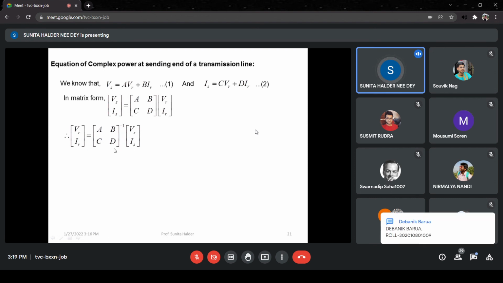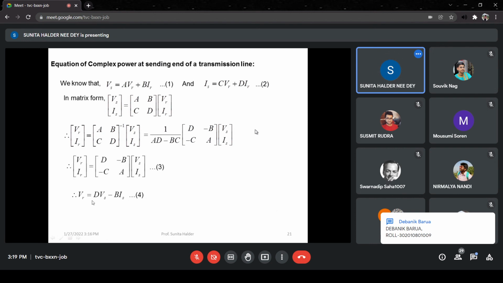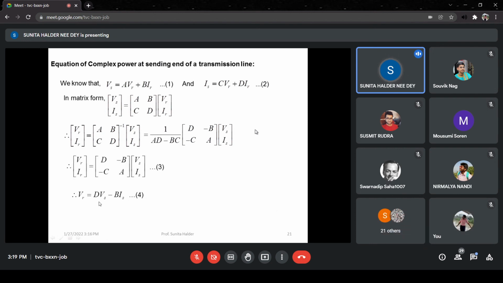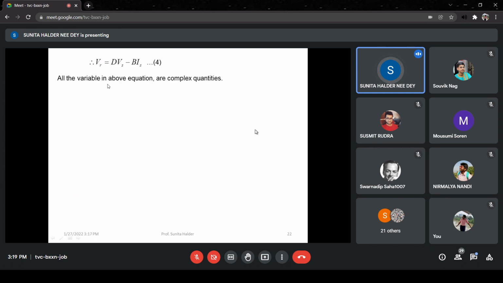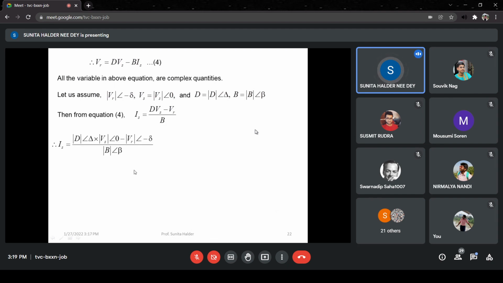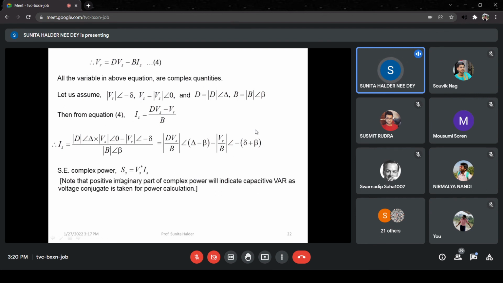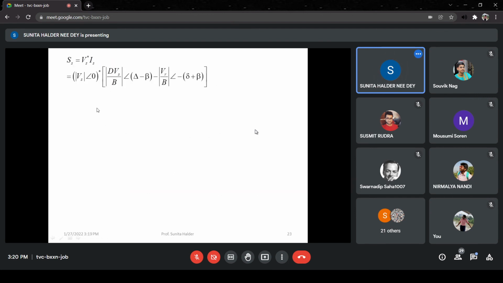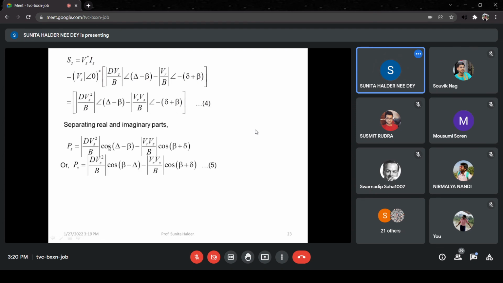So, obviously, it will be the ABCD inverse. So, this will be this one. From there we can get the expression of VR, right? So from there we can get the current equations. All are complex quantities. So from current equations we can get the complex power equations. Just multiply it. Separate real and imaginary parts.